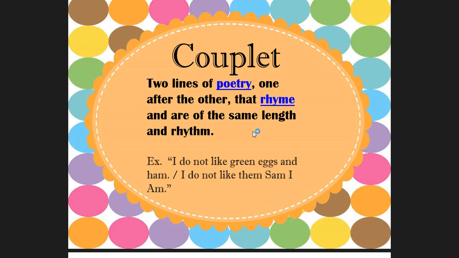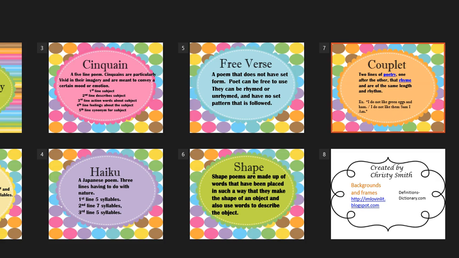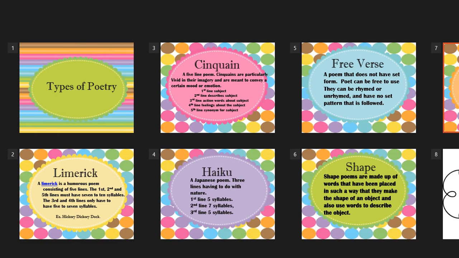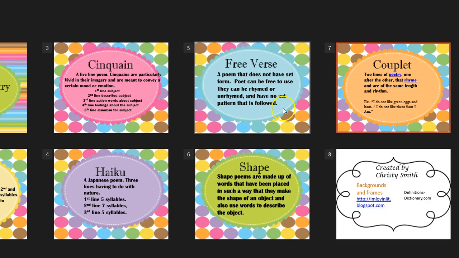Now this is what I would like for you to do. You need to go to the discussion board. You need to pick one of these types of poems. Let me see if I can get them all on the screen for you. Okay, you need to choose one of these types of poems, either a limerick poem, cinquain poem, haiku poem, free verse, or a couplet. You could try to do a shape poem, but that would be really hard to do on the discussion board. And you need to write a poem in that format.